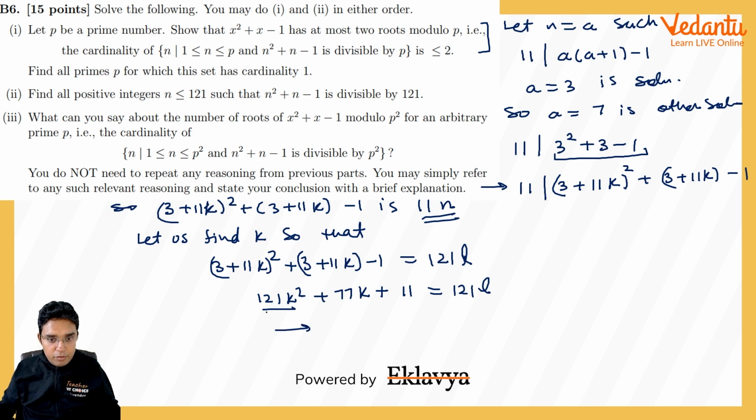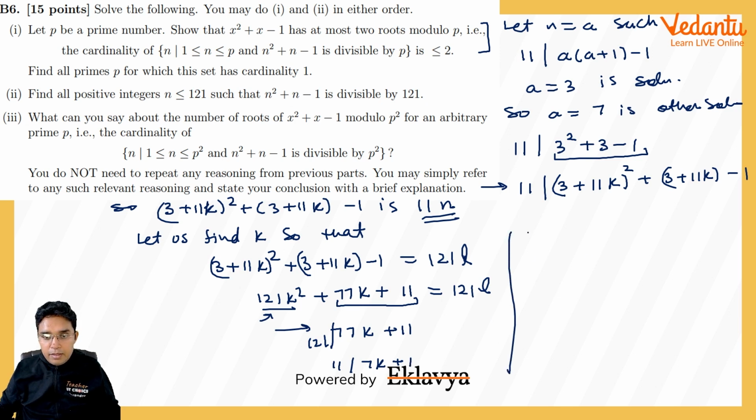That means this is already a multiple of 121. So we want this to be a multiple of 121, and that means 77k plus 11 is divisible by 121. That means 11 divides 7k plus 1. Okay, and you can see that for 7k plus 1 divisible by 11, a very simple observation gives that k is equal to 3, which gives you 7k plus 1 is equal to 22, and hence for k equal to 3, we get this number to be a multiple of 11.